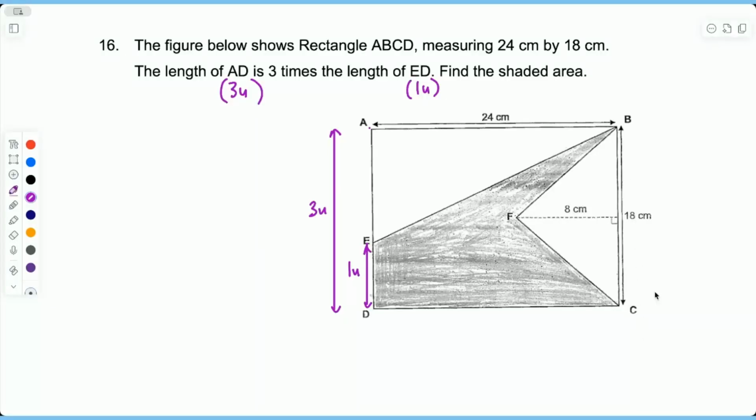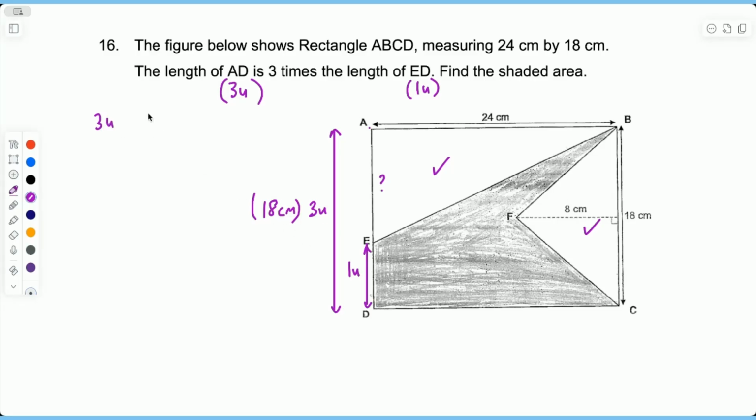The breadth BC is 18 cm, hence AD, which is also the breadth of the rectangle, will be 18 cm. To find the shaded area, we first have to find the entire rectangle and minus off the area of these two unshaded triangles. To find the area of the unshaded triangle ABE, we will need the base and the height. So let's try to find the length of AE.